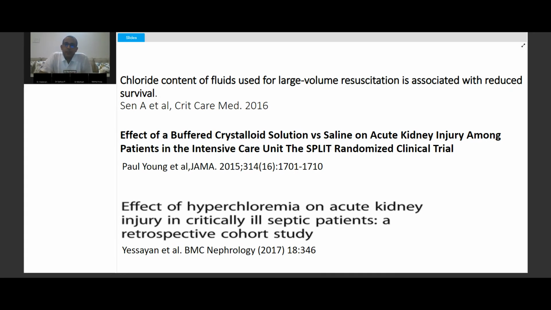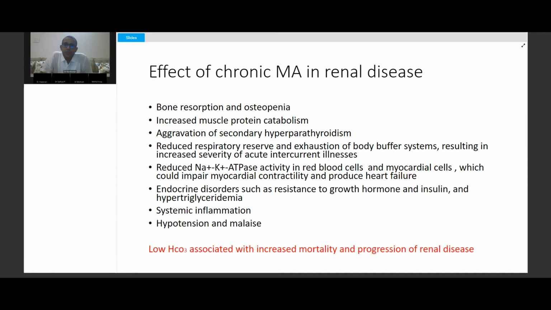What is the effect of chronic metabolic acidosis in the body? It can cause bone resorption. It can cause muscle tiredness. It can cause fatigue because of the tachypnea. It can reduce myocardial contractility and produce heart failure, as I already said, and it can cause insulin resistance, and it can actually disarrange your immune mechanism.